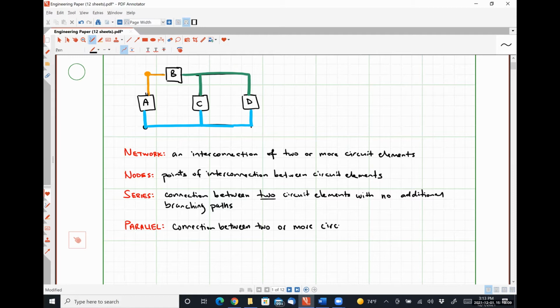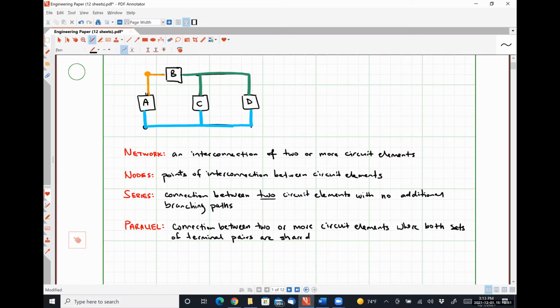Two or more circuit elements where both sets of terminal pairs are shared. Okay. So to refresh your memory of this, C and D are in parallel because they share the green node at the top and they share the blue node at the bottom.